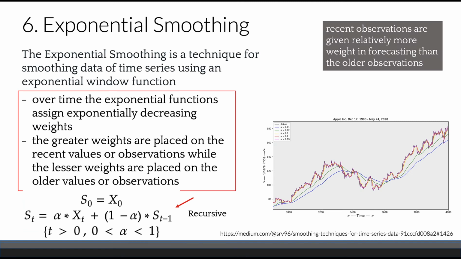Exponential smoothing is another technique which uses an exponential window function. The greater weight will be placed on the recent observations, next to the time t, and the lesser weight will be placed on the older observations. To do that, we apply a recursive function where alpha is multiplied recursively to the previous value. And on the right, this is an example of various alphas as compared to the actual time series line.